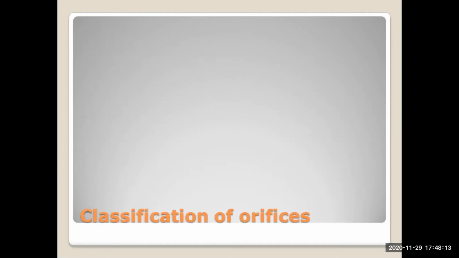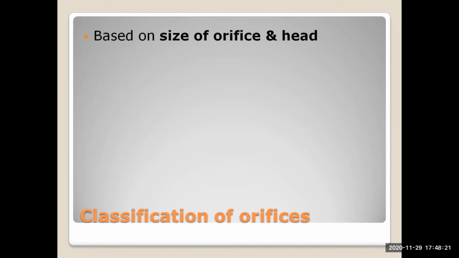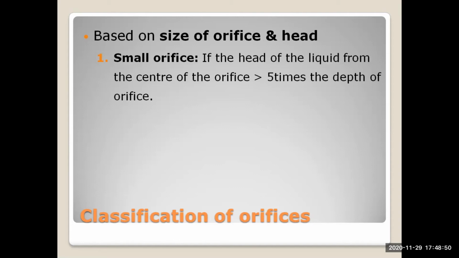Next, what are the different types of orifices? That is the classification of orifices. Based on different parameters, we have different types of orifices. The first parameter is based on the size of the orifice and also the head of water over the orifice. Based on those two, we classify the orifice as a small or large orifice.